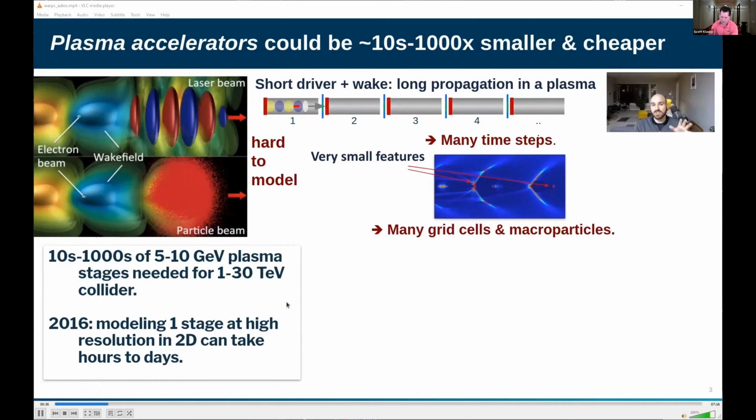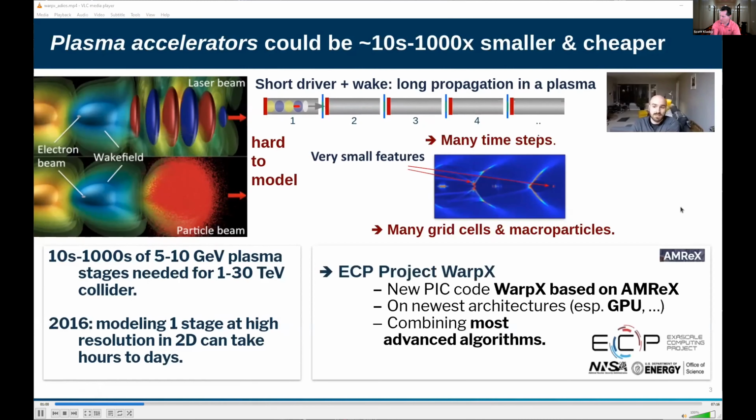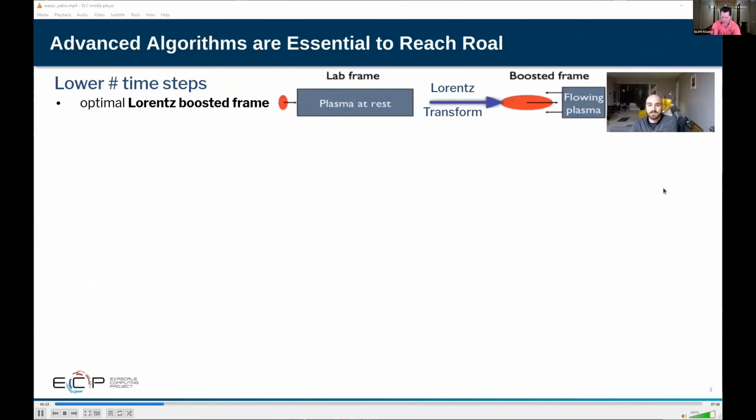Specifically, we are driving a short driver, such as a laser pulse, through a long plasma and accelerating particle beams through stages in the future to achieve really high energies. In these particle accelerators that are driven by wake fields, we have to resolve really small features, which we show in the slide here, over many time steps and resolve them with many grid cells and macroparticles. For that reason, in the ECP project, the new particle-in-cell code WarpX was conceived. It is based on AMReX, builds on the newest architectures, especially GPUs, and combines the most advanced algorithms.